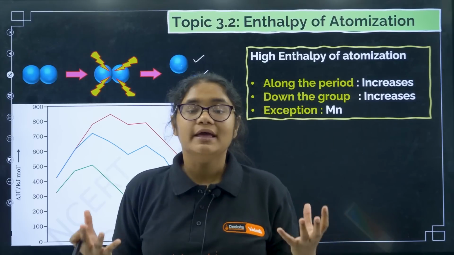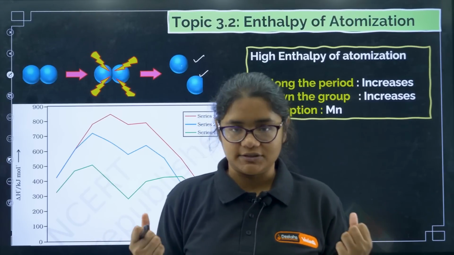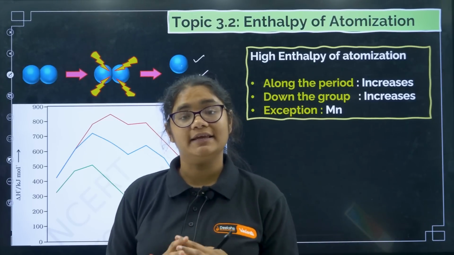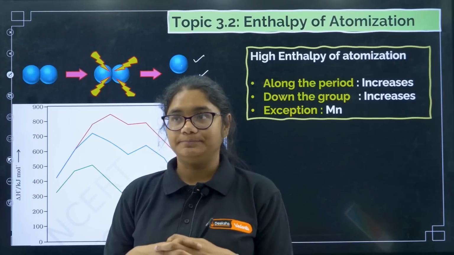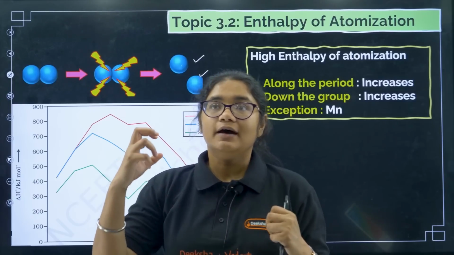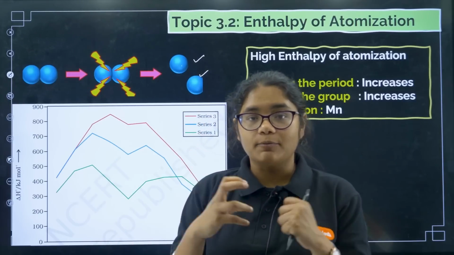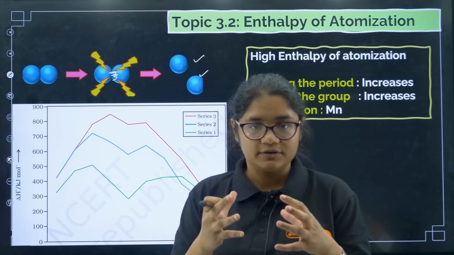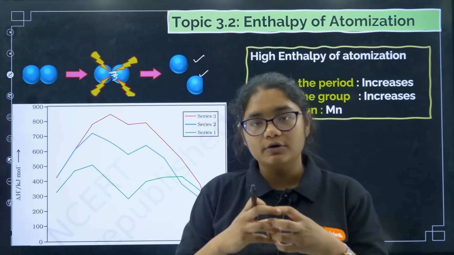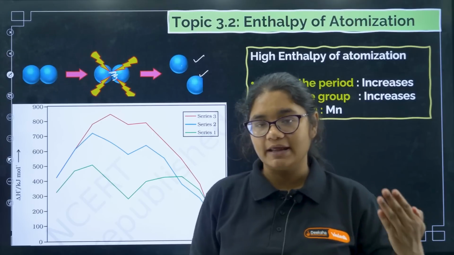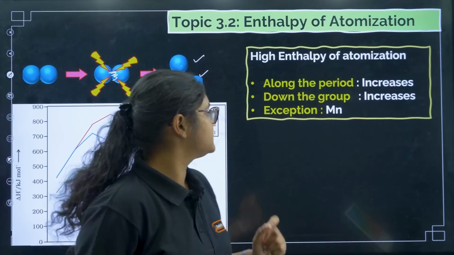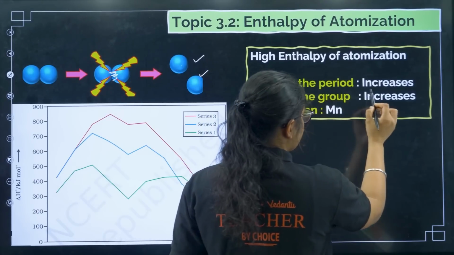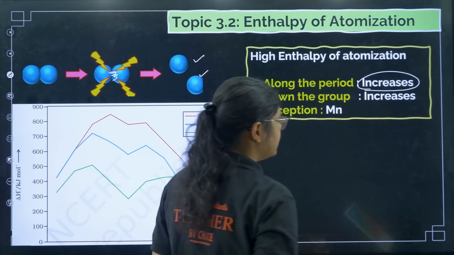That is called your enthalpy of atomization. So now what I can say here is, the stronger the bond present between the two atoms, the more difficult it becomes to separate them, so we will require higher enthalpy of atomization. So the same thing here: along the period the enthalpy of atomization will increase, right?